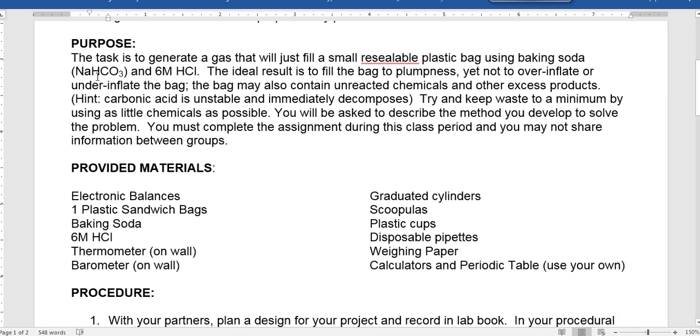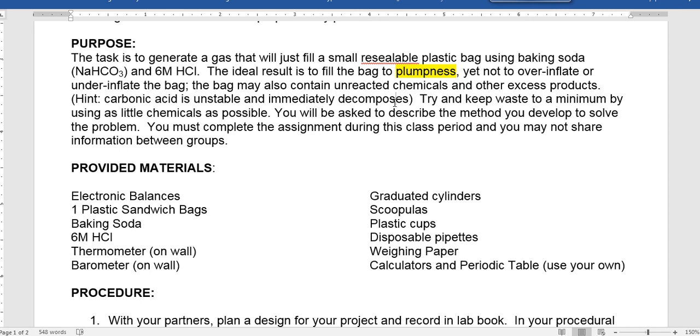You're going to use the compound sodium bicarbonate and hydrochloric acid. You're hoping to fill your bag to plumpness. Yes. You don't get to say that very often. It's not nice, typically, to say something is filled to plumpness. So you're going to mix the sodium bicarbonate and the hydrochloric acid inside the bag. Trick though, you have to have already sealed the bag before you mix them.